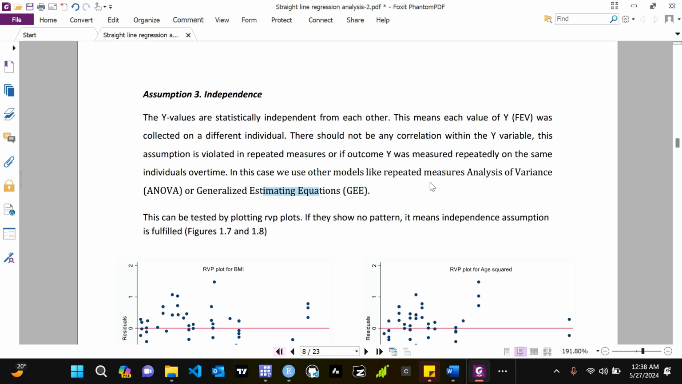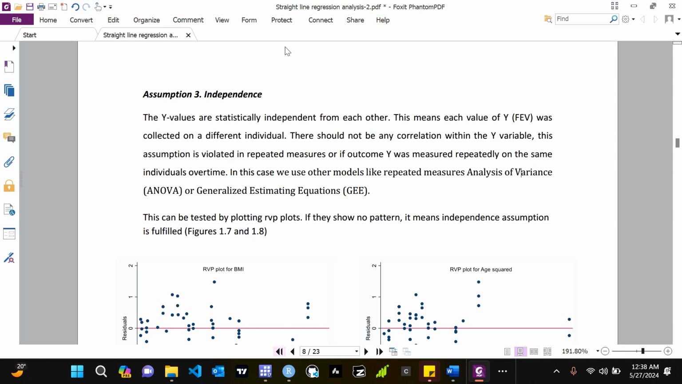When does this assumption get violated? For example, if we are determining the weight of students over time, maybe weight when they have just joined the school, then weight after they finish first year, second year, and third year.